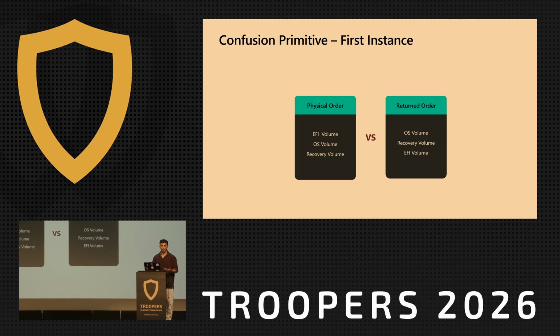If that was true, by the way, then there would be no issue, because the EFI volume would be encountered first, and it contains the correct store. So even though this logic is not accurate, if the volume order returned was the physical order, there would be no issue. However, the order that is actually returned by these APIs is first the OS volume, then the recovery volume, and then the EFI volume.